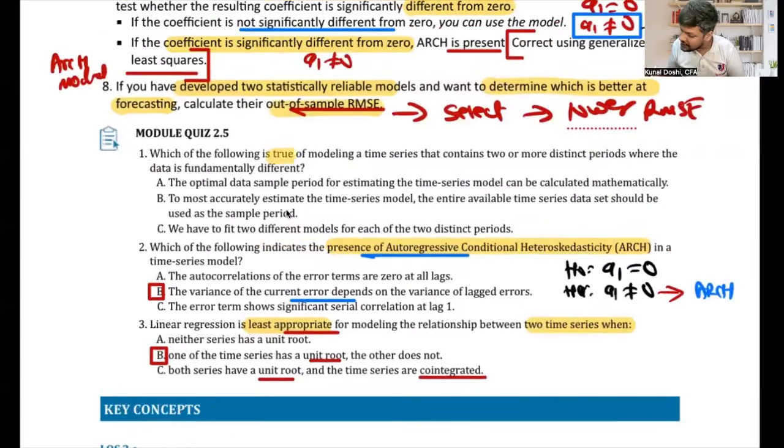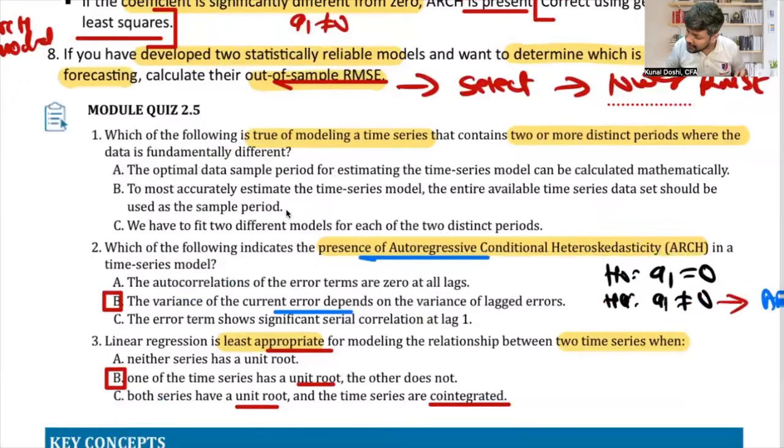Let's see this question. Which of the following is true of modeling a time series that contains two or more distinct period structural changes? Okay. They are asking which is true. What is the correct thing? First, the optimal data sample period for estimating the time series can be calculated mathematically. Guys, can we do this mathematically? First of all, we didn't see any formula for structural change. So this is not the answer because there is no such formula when there is a structural change.